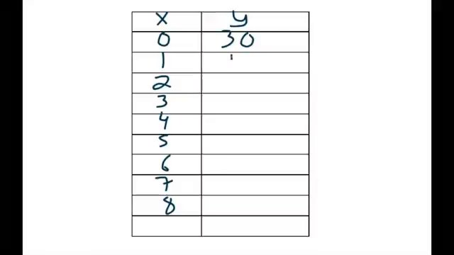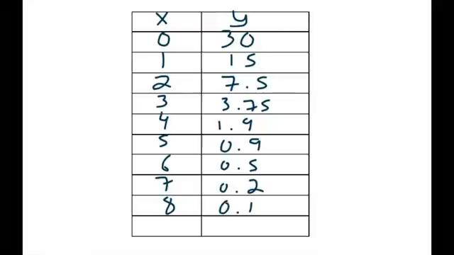Okay, 1 is 15, 2 is 7.5, then this one is 3.75, 4 is 1.9, 5 is 0.9, 6 is 0.5, 7 is 0.2, and 8 is 0.1.